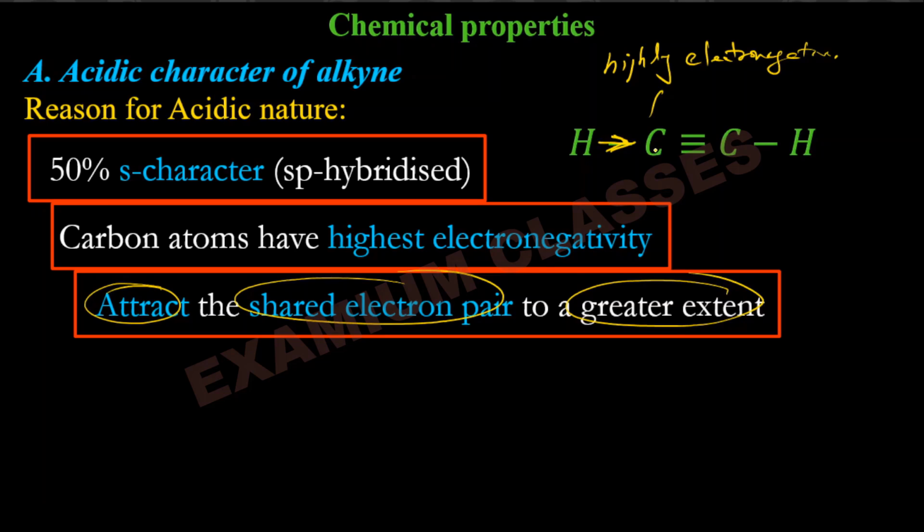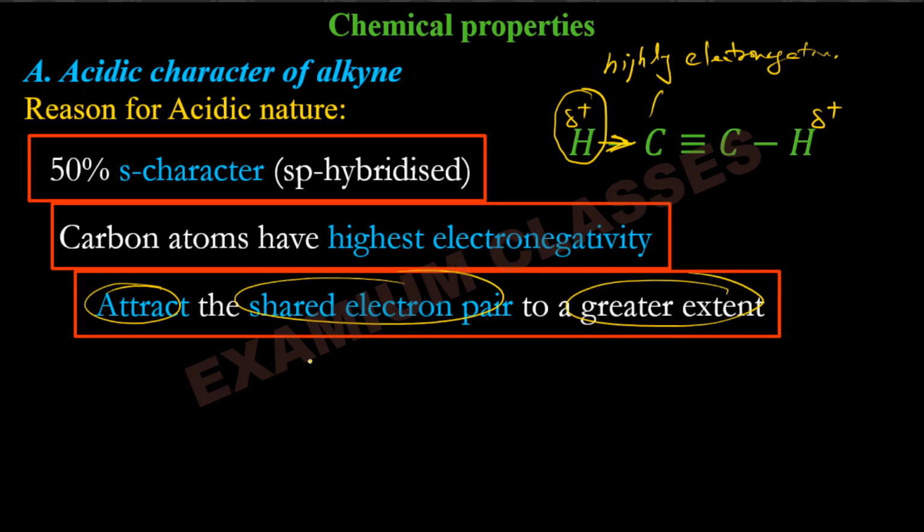So when it pulls the electron pair towards itself, hydrogen will get partial positive charge. Similarly here, hydrogen will get partial positive charge. And what does it indicate? The partial positive charge means it can now be released as proton more easily. It has got positive charge as compared to alkenes and alkanes. So it means it can easily be converted to proton, and that is the definition of acid.